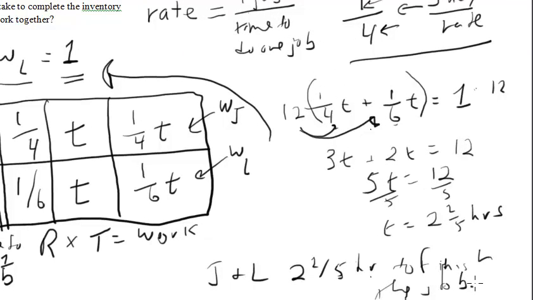So again, to summarize, we have work equals rate times time. The rate is always one job over the time to do one job. So one job every whatever the units are, in this case 1/4 or 1/6. I add up the work because they're working together, and I find the amount of time. So Judy can do it by herself in 4 hours. Laura can do it in 6, but together it only takes 2 2/5 hours.